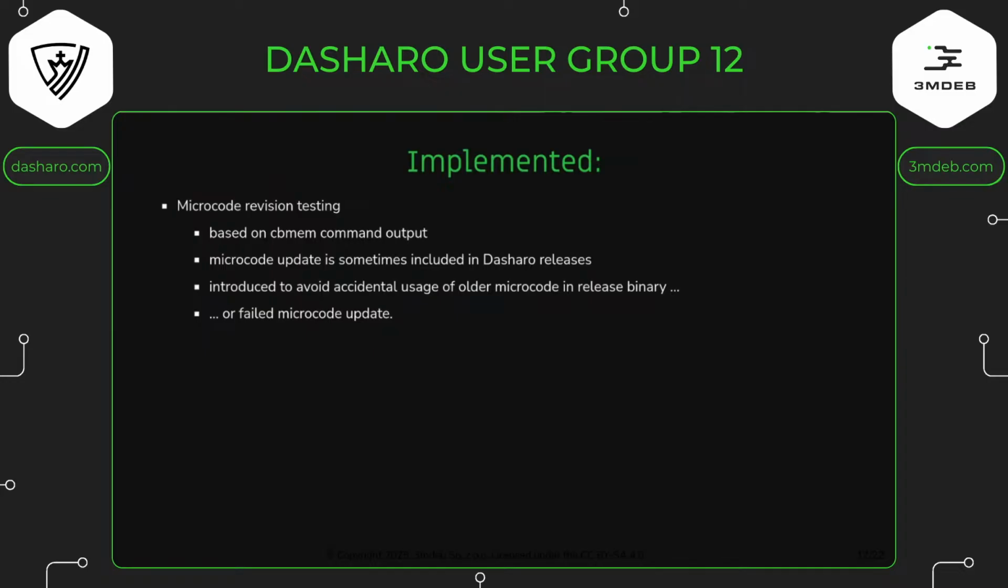Microcode revision testing is a new feature. It's based on a cbmem command output. Microcode is sometimes included in the Dasharo releases, and obviously something can go wrong, either in an image preparation process or in an update process. So we're checking if microcode has been updated and what is the version of it.